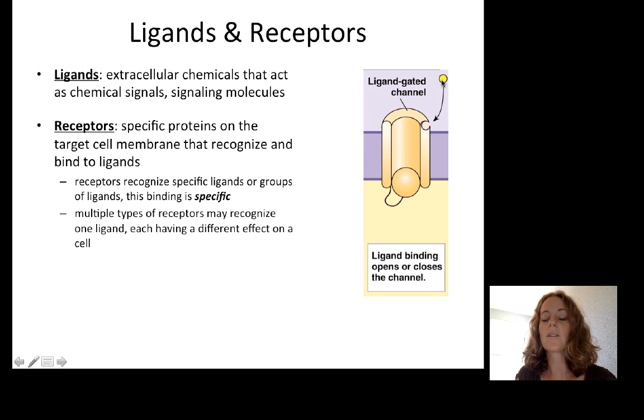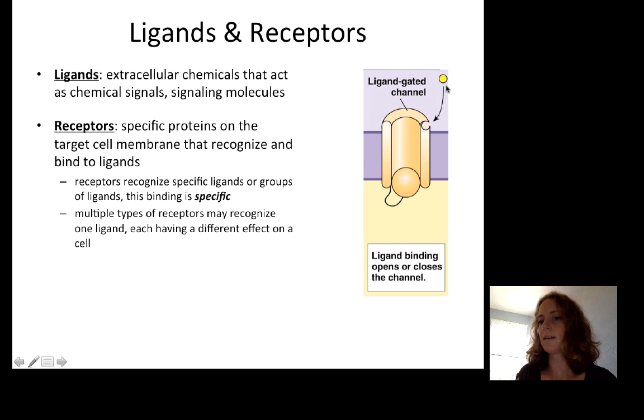So it will only recognize one particular chemical or one small subset or group of chemicals that have similar structure. So receptors will recognize specific ligands or groups of ligands, and this binding is very specific. It's similar to the enzyme lock and key type binding. Many types of receptors can also recognize one ligand.